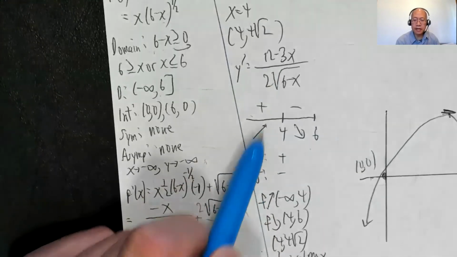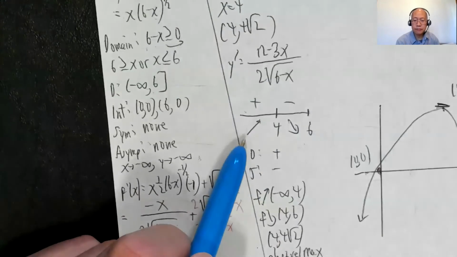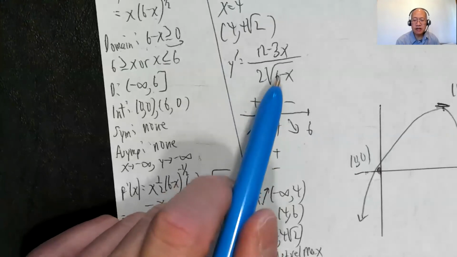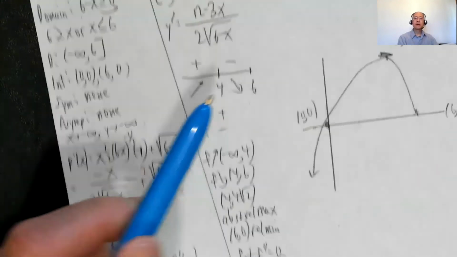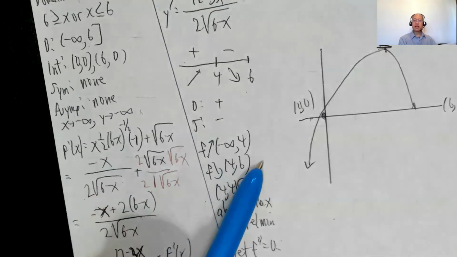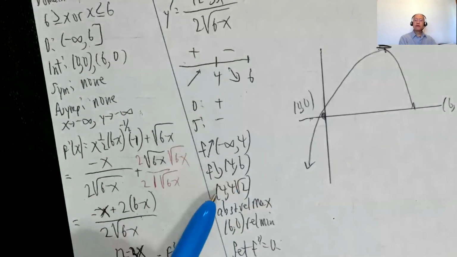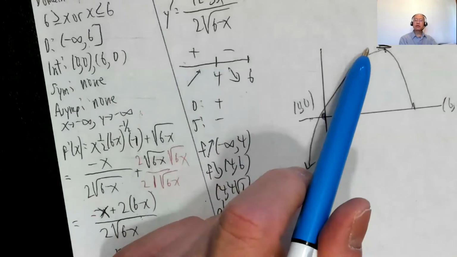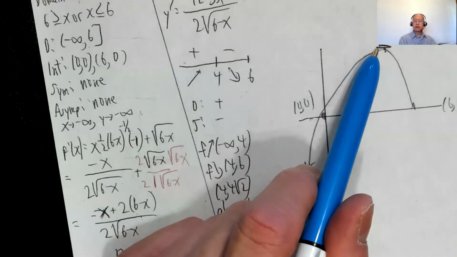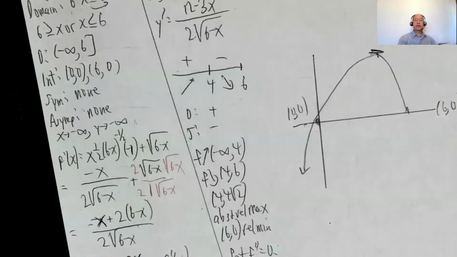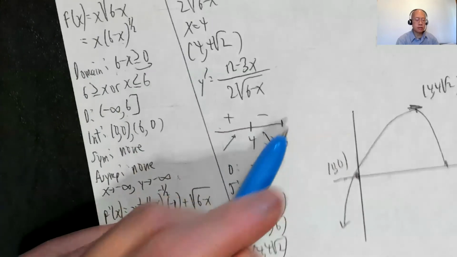Plug in something smaller like 0, positive. Plug in something like 5, positive, but this is negative, so negative. So the function's increasing from negative infinity to 4, decreasing from 4 to 6. 4 comma 4 radical 2 is an absolute max as well as a relative max. Okay, how do I know? The graph, all it does is go up, it goes down, so that's all. And you can do your intervals of increase and decrease if you wish.